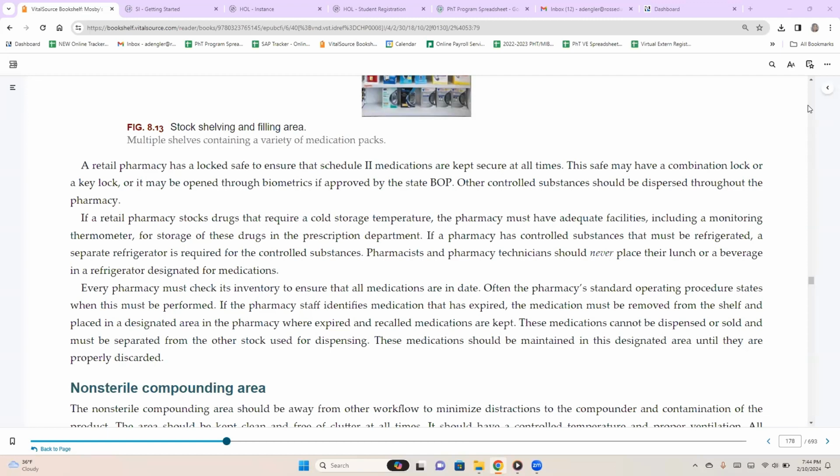A retail pharmacy has a lock safe to ensure that Schedule II medications are secure at all times. The safe may have a combination lock or a key lock, and it may be opened through biometrics if approved by the state BOP.